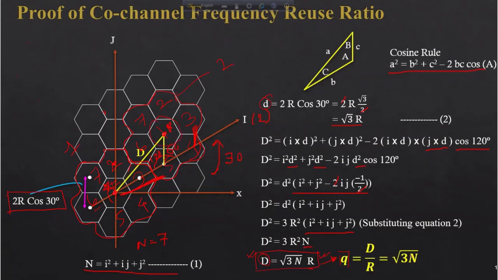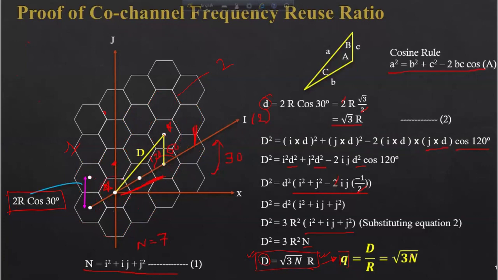Now, what is happening here? Here we are using the F1 frequency set, and in this cell we are reusing the F1 frequency set. So we have to determine the value of the distance which we should maintain while reusing these frequencies.